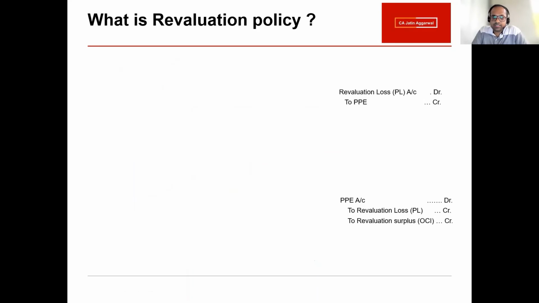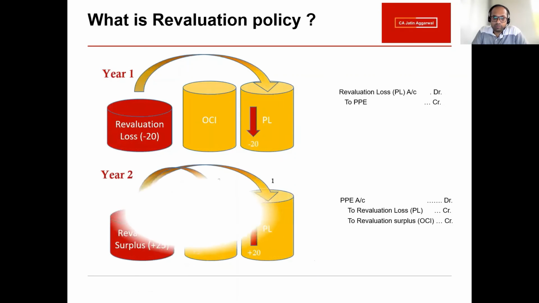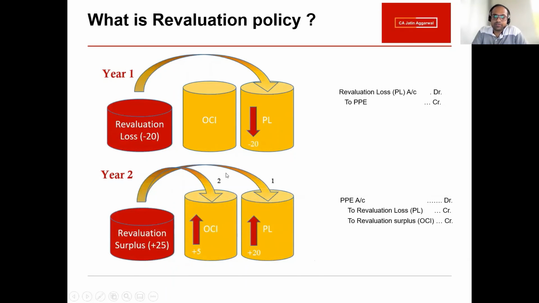Again, let's take one more example. In year one, let's say we are having a loss. How do you account for it? Now, in this case, you don't have an OCI reserve. At the end of year one itself, you have a loss. In that scenario, you'll first park the loss into P&L, which is going to be minus 20, and your accounting entry will be revaluation loss P&L account debited to PPE, right?